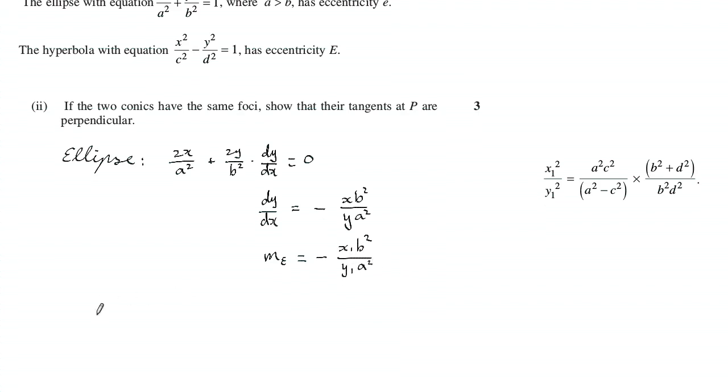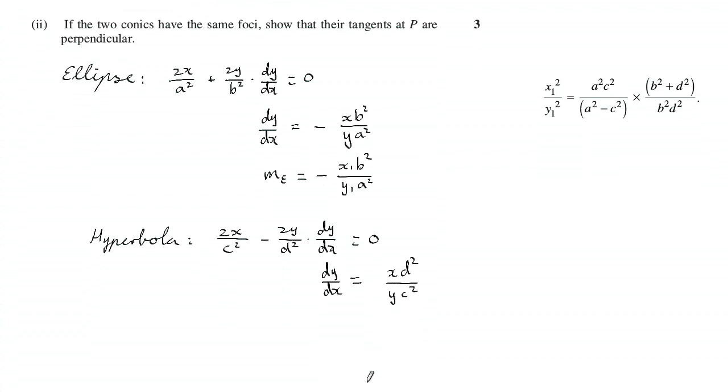Okay, and then for the hyperbola, differentiating both sides of that, the derivative of 1 is 0 again. Now we want to solve this for dy by dx. So I'm going to subtract that from both sides and then divide both sides by all of that. And then at P, I'll call this MH for hyperbola, it's going to be x1 d squared on y1 c squared.